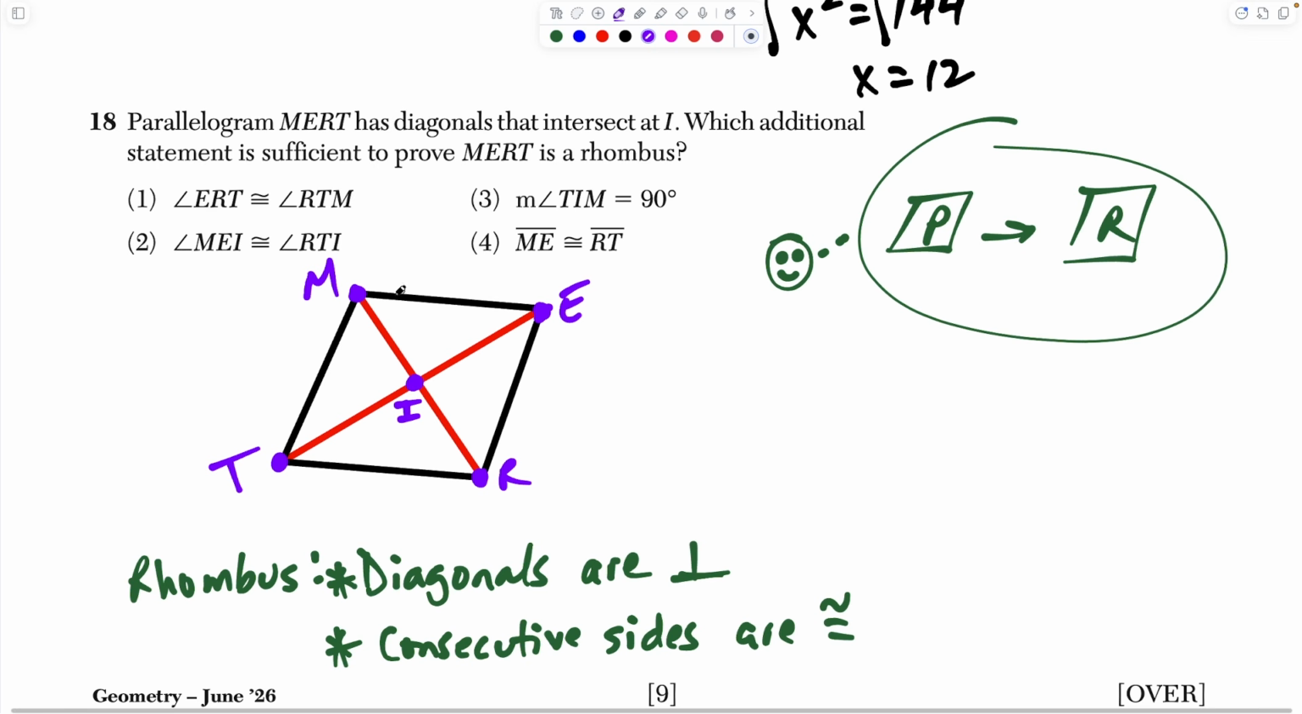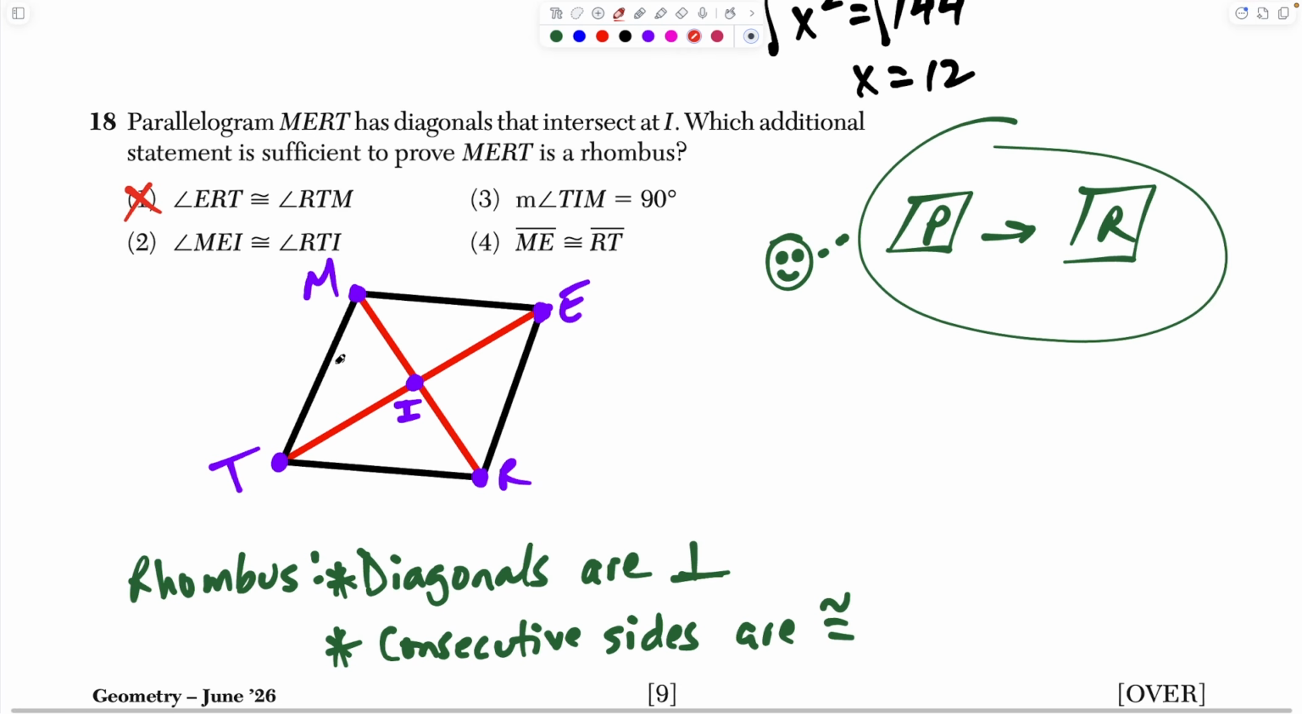So now I just run through the answer choices. So choice 1, we have ERT. So that's this angle over here. So ERT, this angle is congruent to RTM. Well, let's think about what that's communicating. If these two angles here were the same, if consecutive angles of a parallelogram are congruent, that would make a rectangle, not necessarily a rhombus. Okay, you can even see the way I drew this. This angle looks acute, and this one looks a little bit obtuse. So I do not need consecutive angles to be the same to have a rhombus. So choice 1 is out.